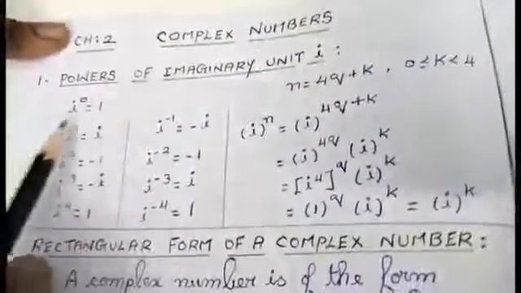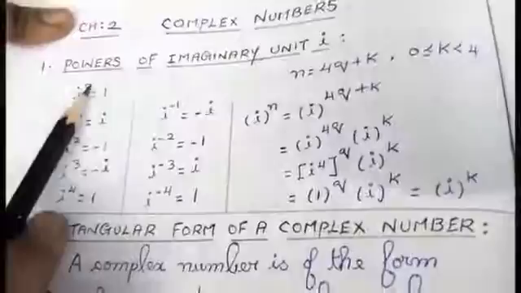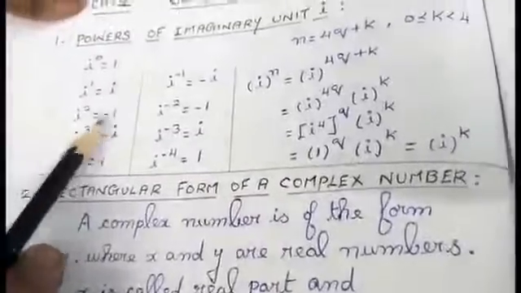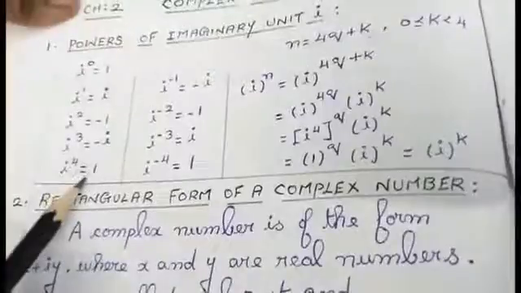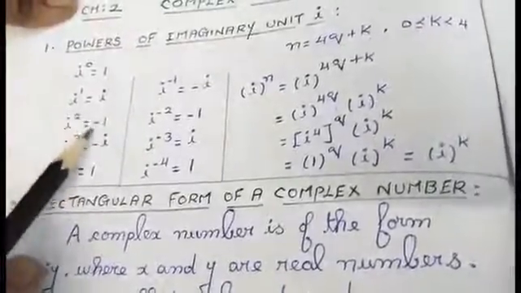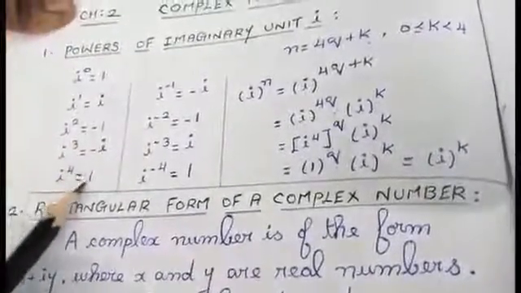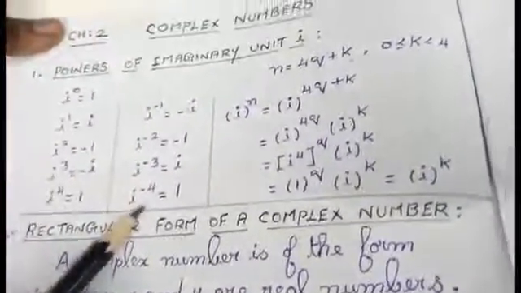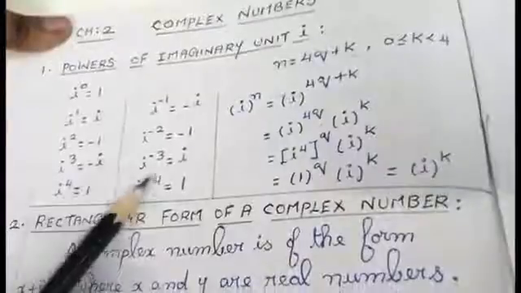So for i, if I give the power like this: i to the power 0 means 1, i to the power 1 is i, i square, that is i into i, means minus 1, i cube is minus i, i to the power 4 is 1. Similarly, for negative powers also the values are given to you. It is just going to be the opposite of the signs.